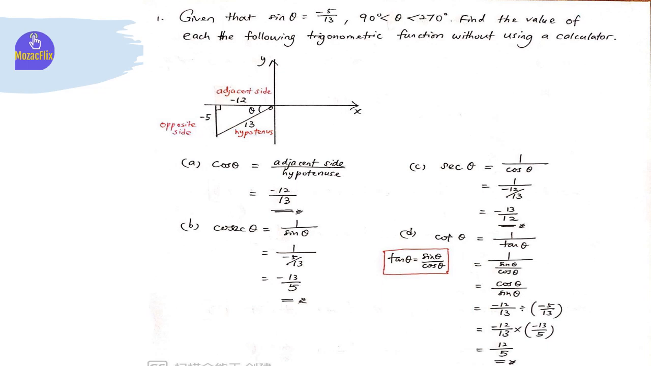Now look at part D, cotangent theta. Cotangent theta equals 1/tangent theta. As we know, tangent theta equals sin theta over cos theta. So if we do 1 divided by sin theta over cos theta, we inverse the fraction, so it becomes cos theta over sin theta. We get the value of cos theta, -12/13, divided by the sin theta value, -5/13. When we simplify, from divide become multiply, you have to inverse the fraction for -5/13. Then the final answer you will get is 12/5.